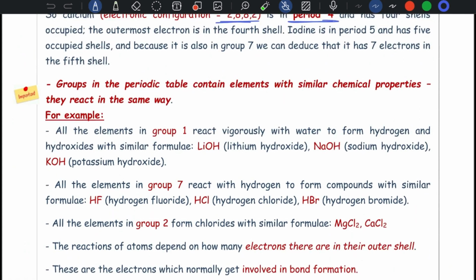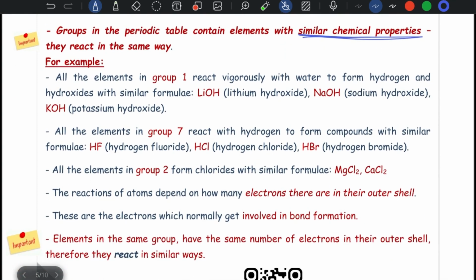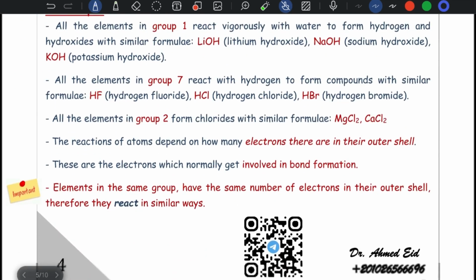Let's check this part. Groups in the periodic table contain elements with similar chemical properties, like group 1 contains elements that react in the same way. So this part explains what we chose. Elements in the same group have the same number of electrons in the outer shell, so they react in a similar way.